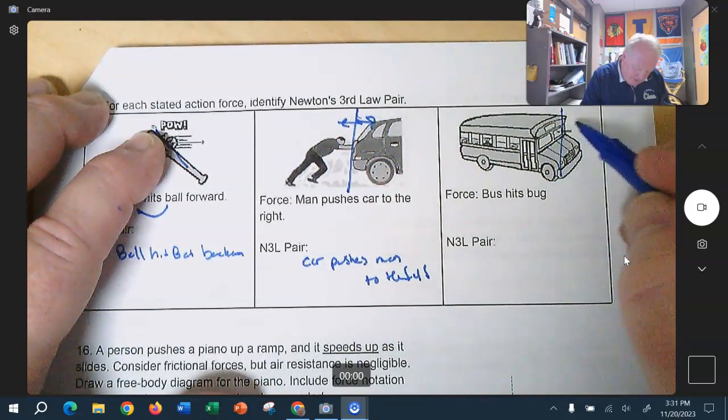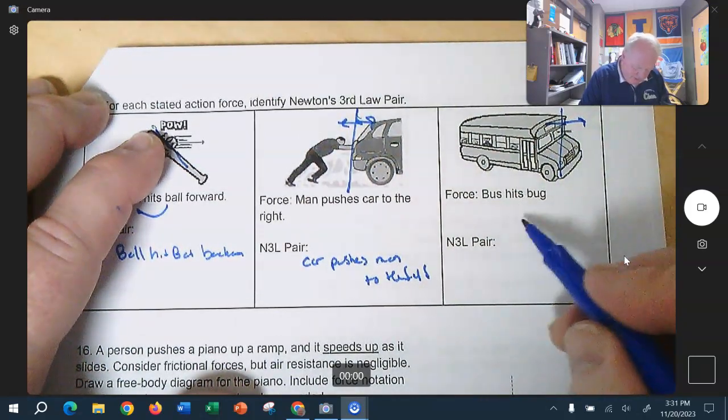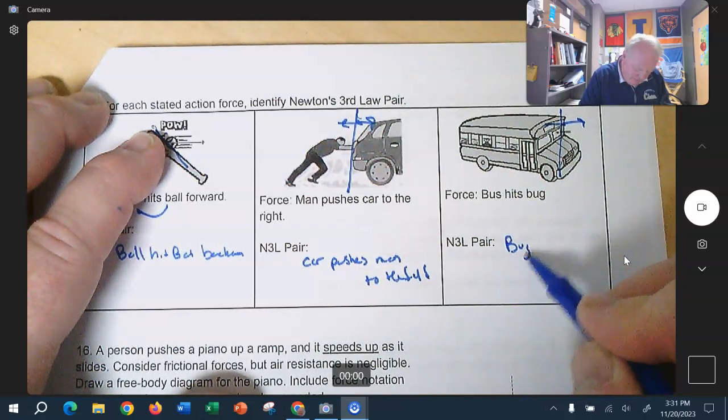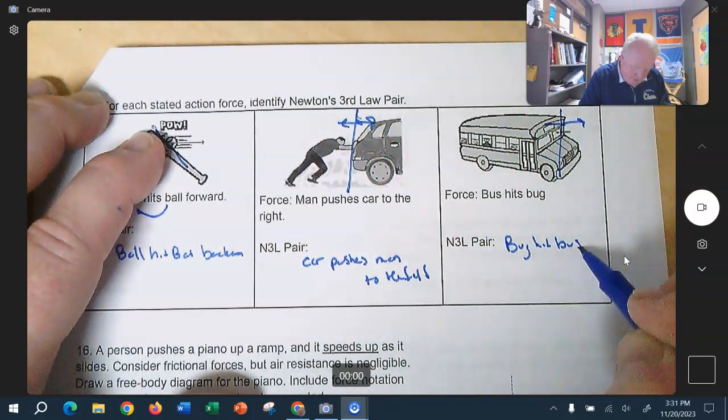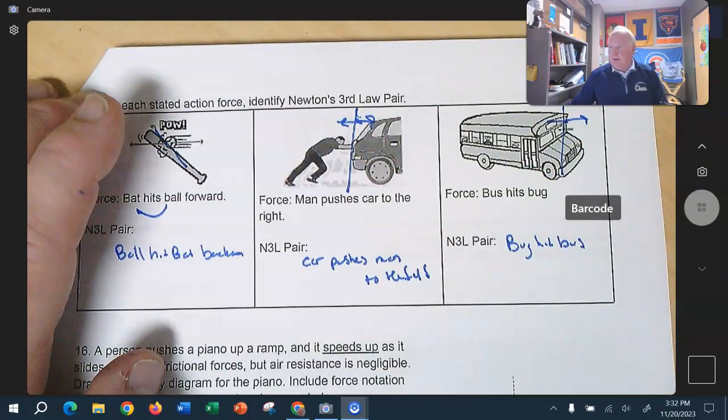All right, the bus hits a bug. So here's the bug, right? Bus hits bug, bug hits bus. Not difficult at all if we remember to draw our line there, okay?